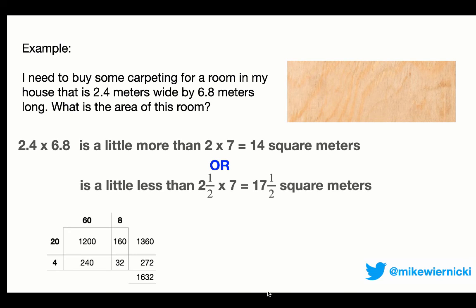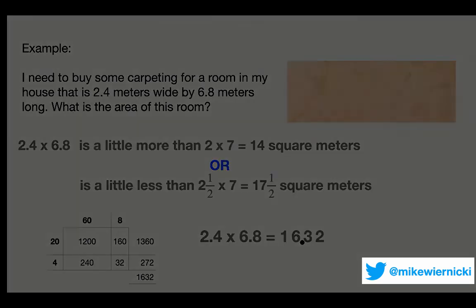Now I know my answer can't be 1,632 square meters because of the estimations that I did. But since I know the digits are 1, 6, 3, and 2, and I know that my estimate told me that my answer is a little greater than 14, I know that the unit, or square meter, or the ones place, must be where the 6 is. So I know I can correctly place my decimal between the 6 and the 3. So I know my answer is 16 and 32/100 square meters.